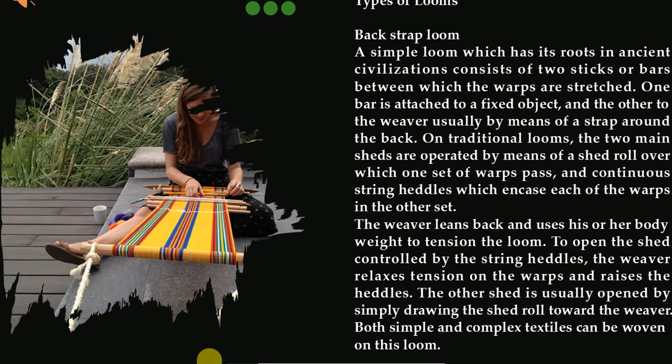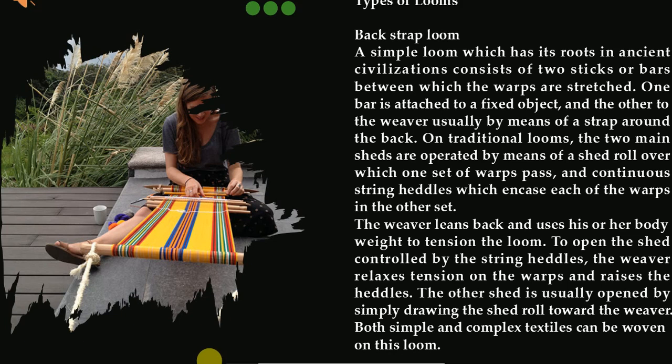On traditional looms, the two main sheds are operated by means of a shed roll over which one set of warps pass, and continuous string heddles which encase each of the warps in the other set. The weaver leans back and uses his or her body weight to tension the loom. To open the shed controlled by the string heddles, the weaver relaxes tension on the warps and raises the heddles. The other shed is usually opened by simply drawing the shed roll toward the weaver.